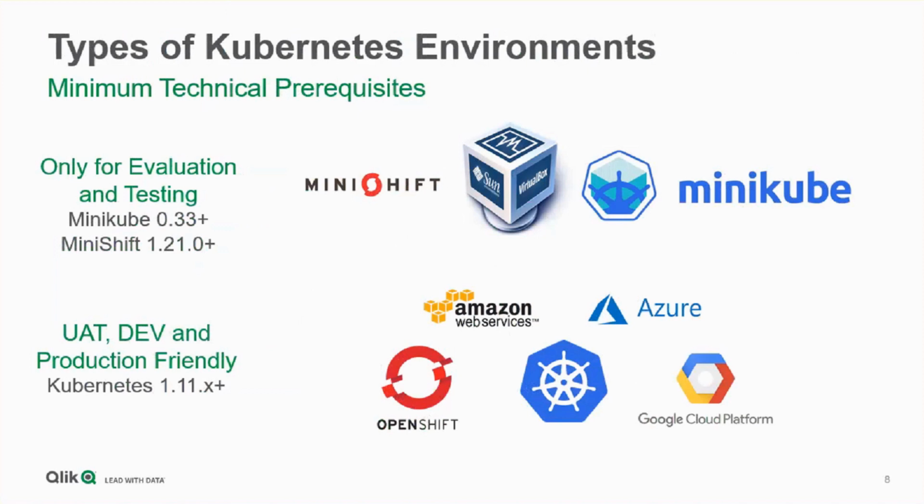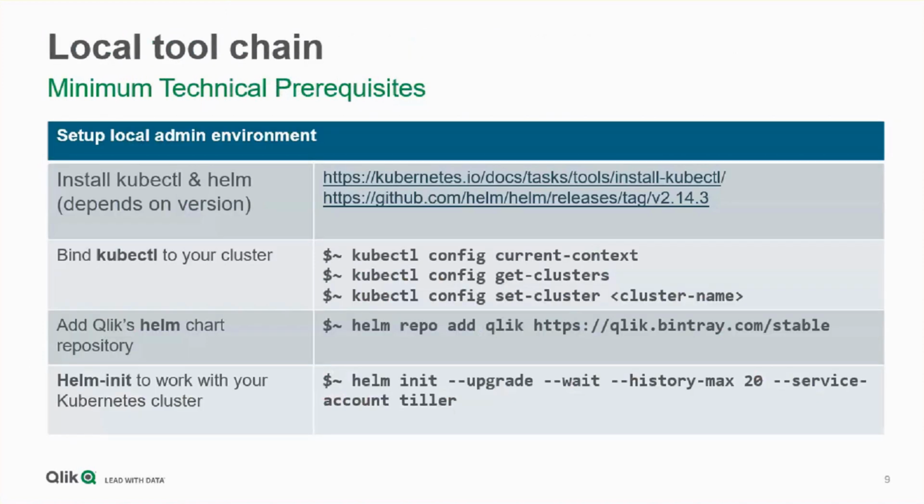So that's Minikube or Red Hat's Minishift. There are some version requirements, making sure that Minikube is over 0.33 and that Minishift is 1.21. For other use cases, maybe now you want to see if you can build a UAT environment. So the only real requirement we have there is Kubernetes 1.11, and that would allow you to run on all of the different cloud providers. You're also going to need to interact with the environment. So that requires a local tool chain. Qlik Enterprise on Kubernetes requires access to a couple local tools.